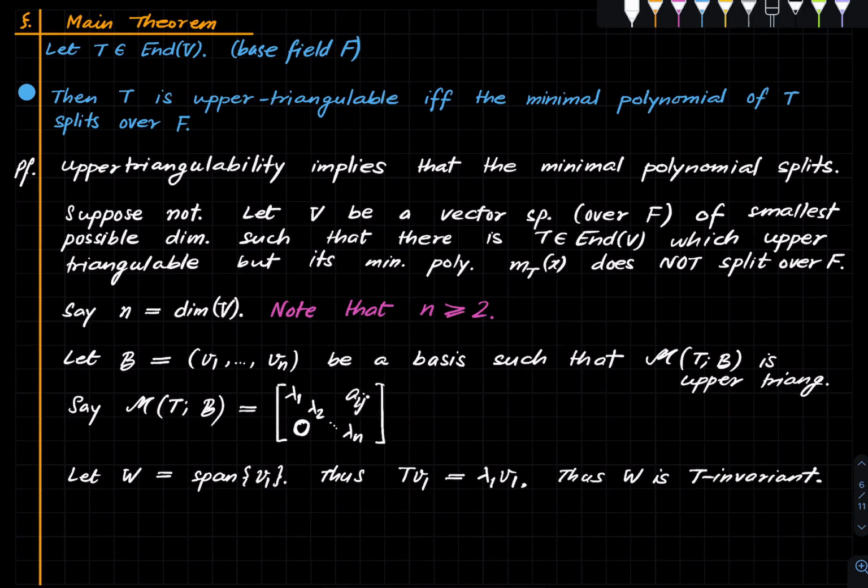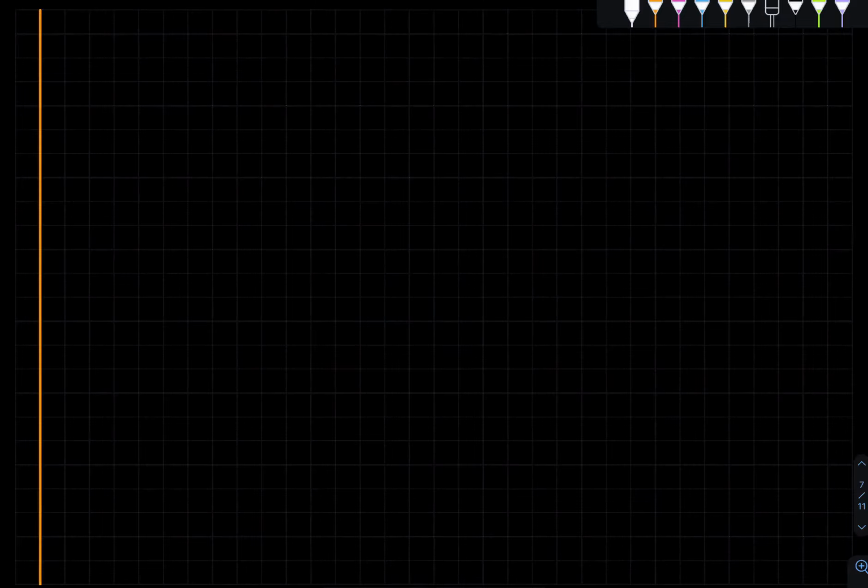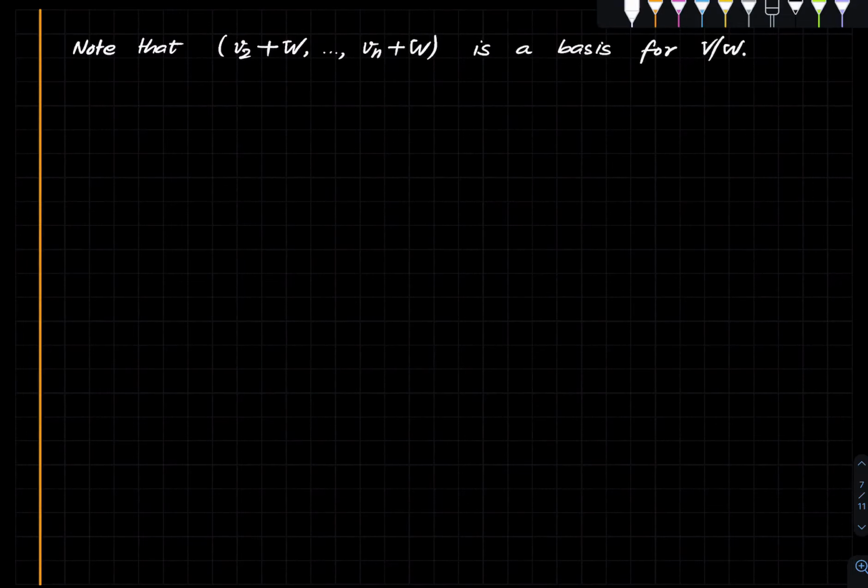All right. So thus we have an endomorphism T bar on V mod W, which is, well, as usual, defined in this fashion. T bar of (v plus W) is T v plus W. All right. And here is our claim. So first of all, this is something that I will ask you to justify. So note that v2 plus W up to vn plus W is a basis for V mod W. So this is an exercise.